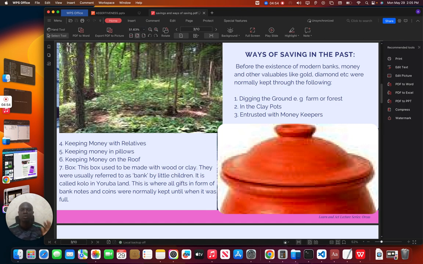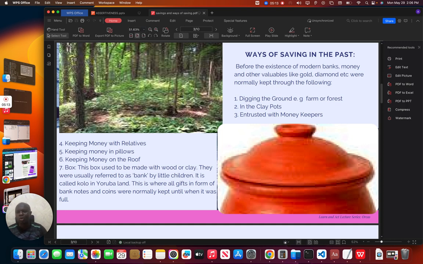Some climb the roof of the house and keep the money there, or they put it in a box and keep it there. And some keep their money in balls. These balls used to be made with wood or clay. They were usually referred to as bank by little children.